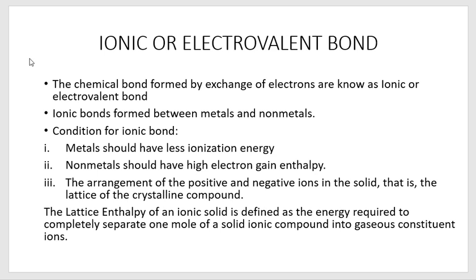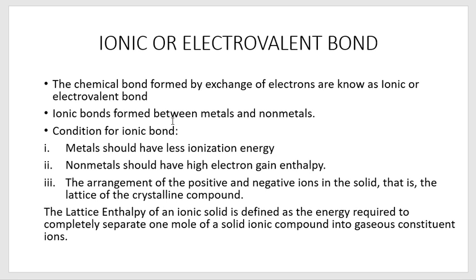There are 3 important conditions for ionic bond. Number 1, metals should have less ionization energy. We know the ionic bond is formed between metals and non-metals, so metals should have less ionization energy. The second is, non-metals should have high electron gain enthalpy, which means electron gain enthalpy must be more and more negative. We know very well that low ionization energy is characteristic of metal. It means indirectly that the metal should be more and more reactive.